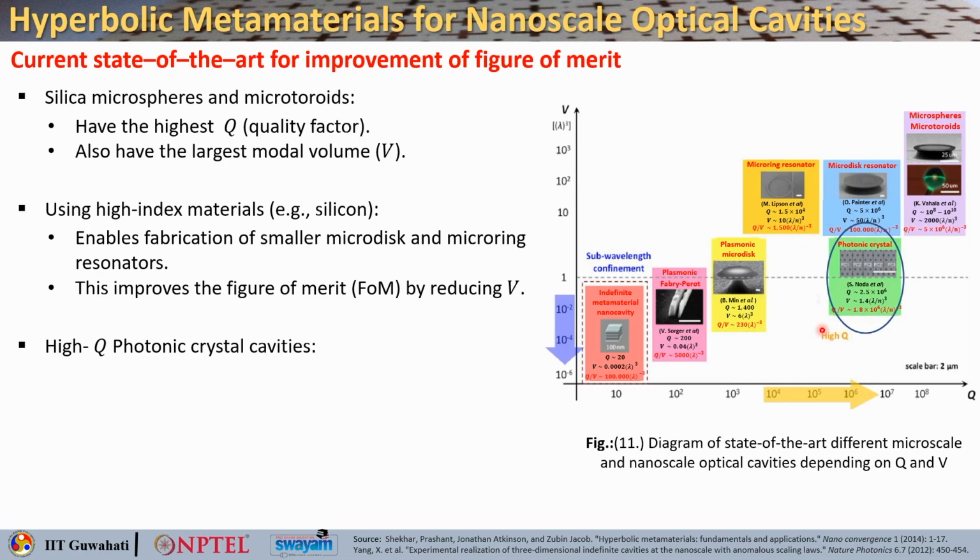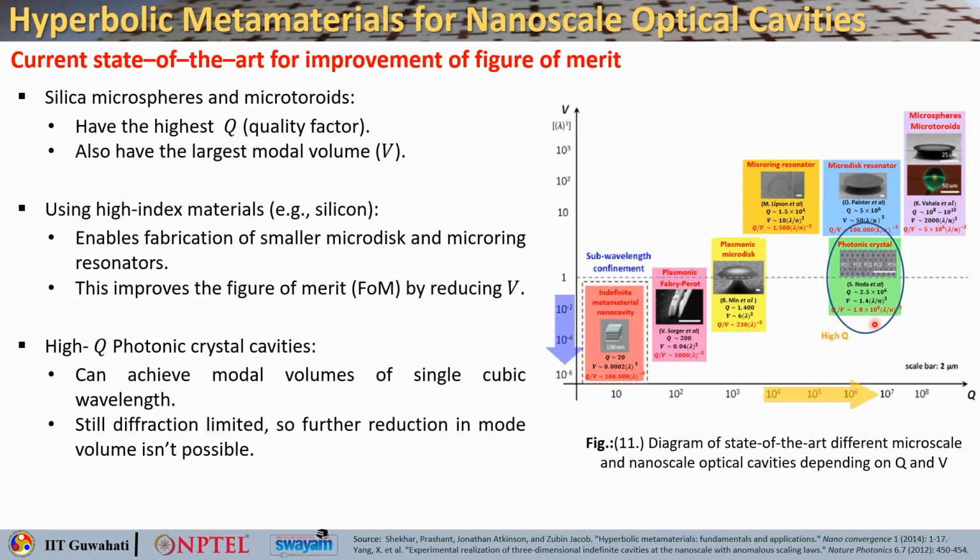You can also look into photonic crystal cavities. There you can achieve very little modal volume. The volume is of the order of almost a wavelength, 1.4 lambda by n whole cubed, and this is the quality factor. So, the Q by V ratio is pretty good here. However, it is still diffraction limited, because you cannot further reduce the mode volume below this.